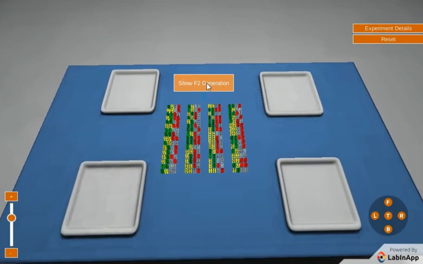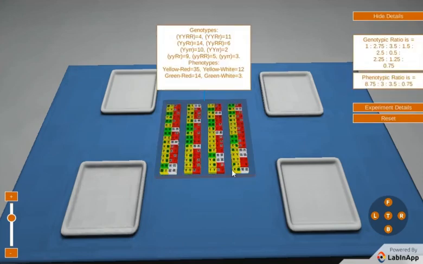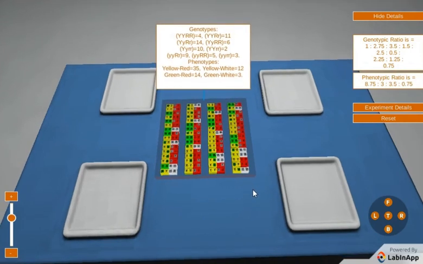Determine the genotype and phenotype of each of the 64 F2 individuals and write down the number of individuals of different genotypes and phenotypes. Click on Show F2 generation to see these. Repeat the experiment multiple times and thus verify the law of independent assortment.